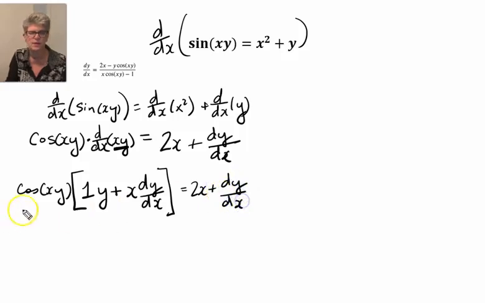Next, I'm going to take this cosine of xy and multiply it by each term in there. So I'm going to have cosine of x times y times 1y. And 1y is just the same as y, but I'm going to write it where the y term's out the front.